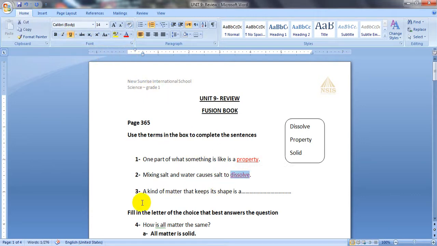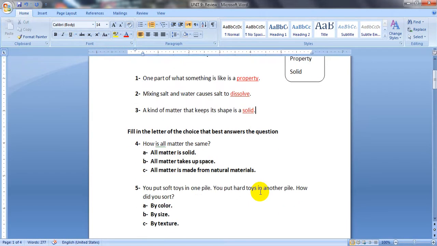The third one. A kind of matter that keeps its own shape is a. The only kind of matter with its own shape is a solid. So in number 3, it will be solid. Okay, now let's move to the next question.